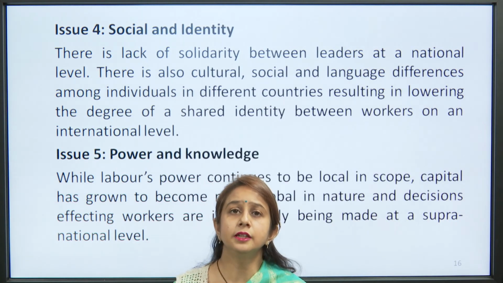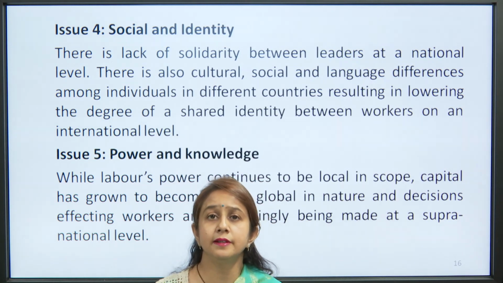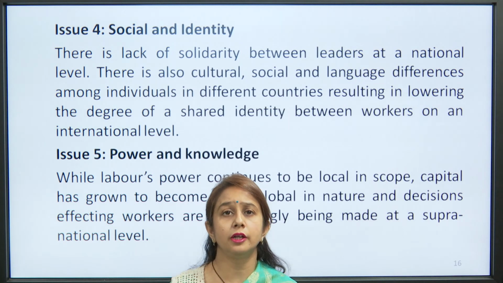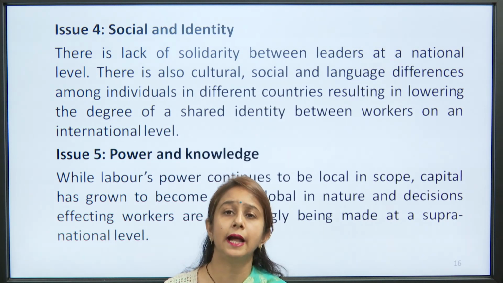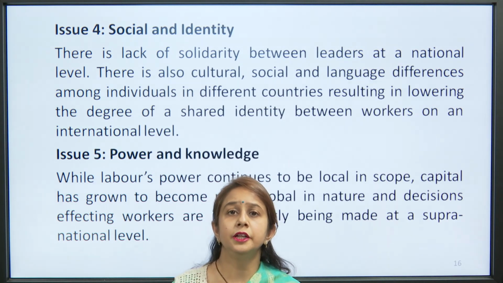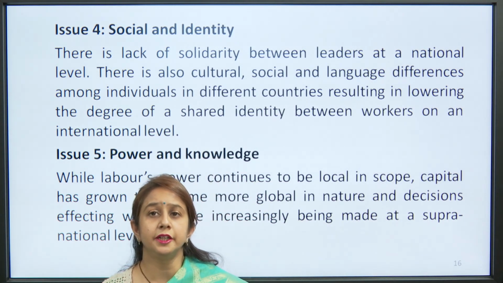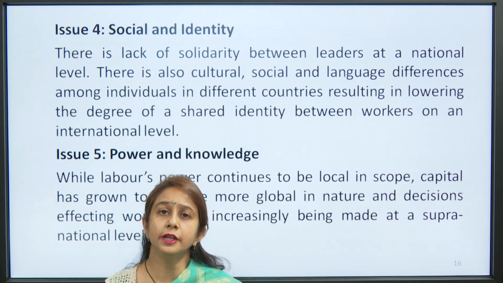Fourth issue is the social and identity. There is a lack of solidarity between leaders at the national level. There are also cultural, social and language differences among the individuals in different countries, resulting in a lower degree of shared identity between workers on the international level.